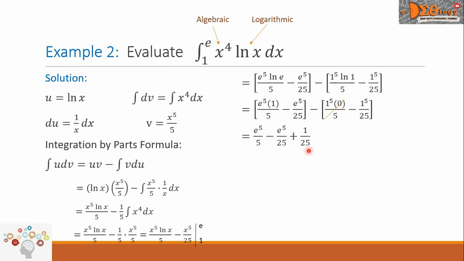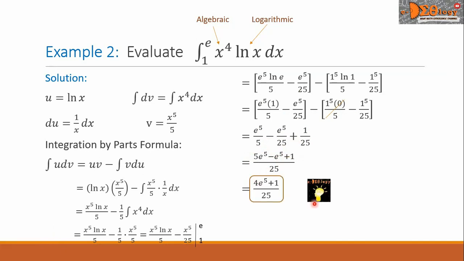Putting together these fractions with a common denominator, we have now 5 times e raised to 5 minus the e raised to 5 we just copy plus 1 all over 25. Please observe that we can combine this 5e raised to 5 minus e raised to 5, and that is 4e raised to 5 plus 1 all over 25. This is the final answer.